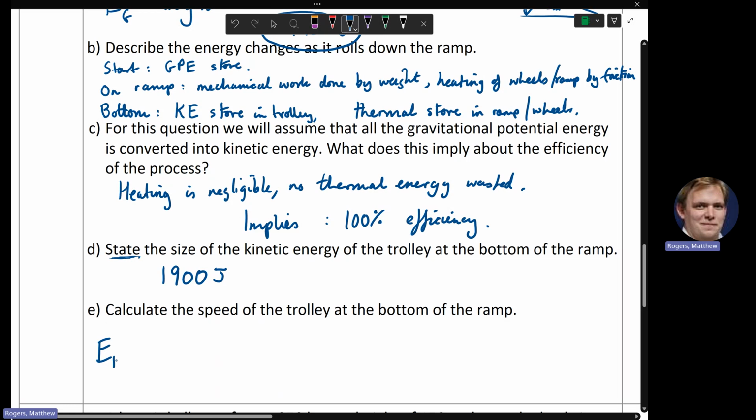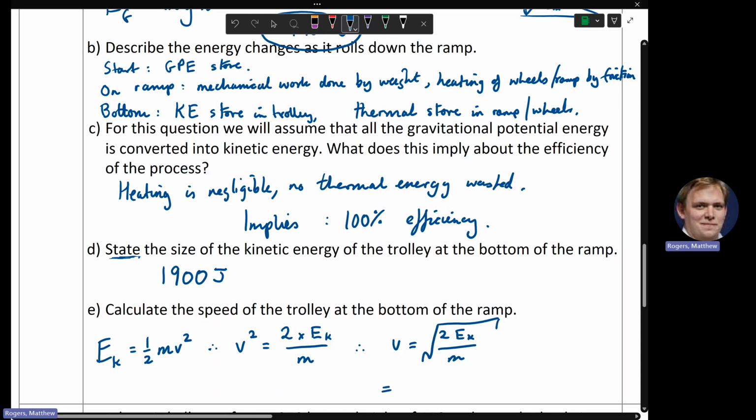And then part E, calculate the speed of the trolley at the bottom of the ramp. So we know the kinetic energy, we know its mass, and we try to find its speed. So like we did before, we need to use this equation. We need to rearrange it for speed. It's easier to rearrange it for speed squared first. So 2 times the kinetic energy over the mass, and therefore the speed is the square root of 2 times the kinetic energy over the mass.